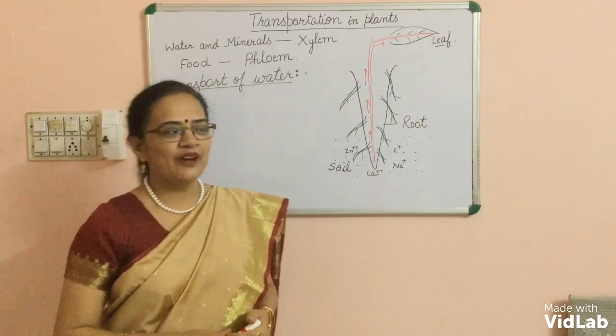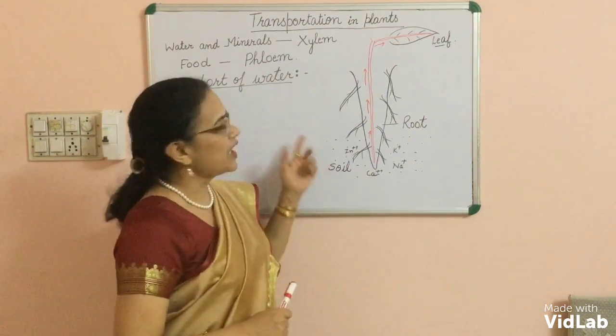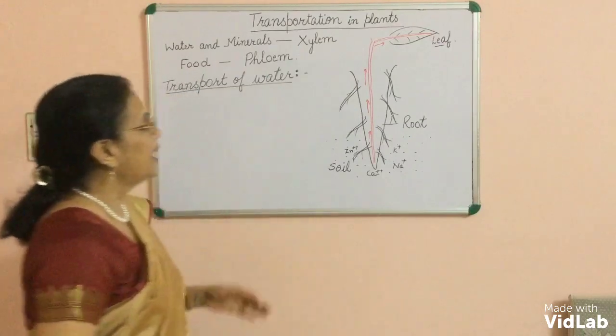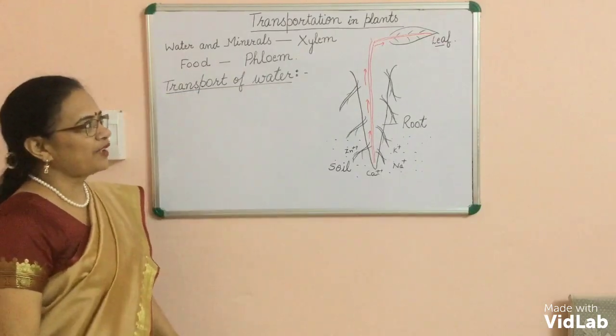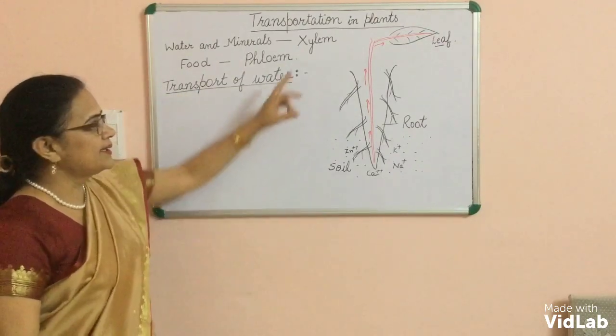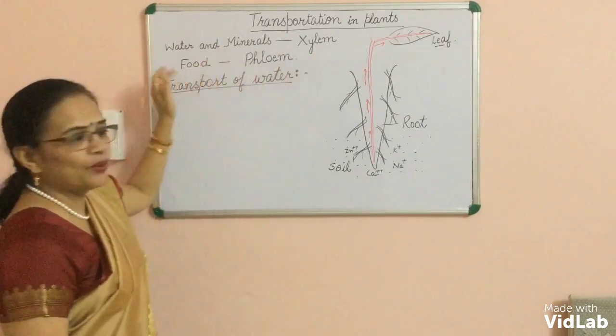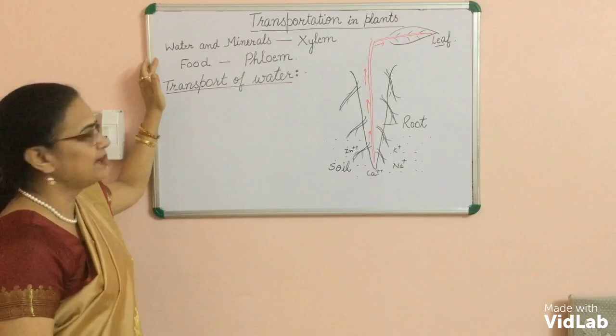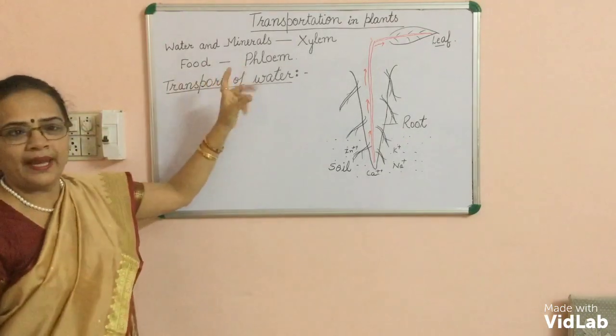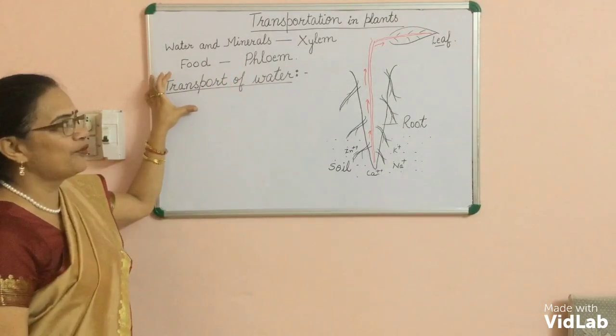Welcome back. Our today's topic is transportation in plants. The main components of transport in plants are xylem and phloem. Xylem helps in the transport of water and minerals in the plant, and phloem helps in the transportation of food.